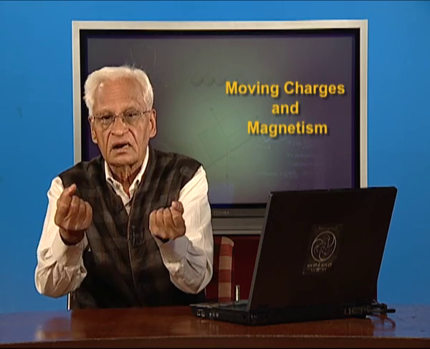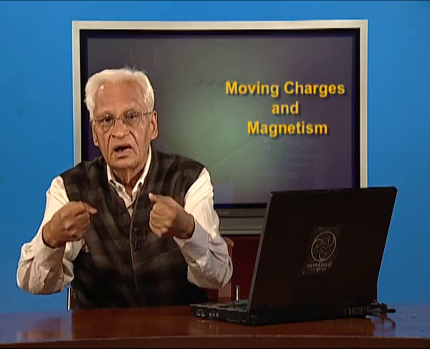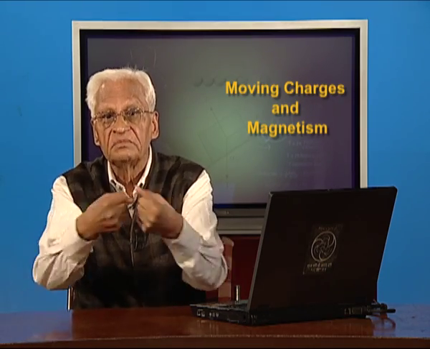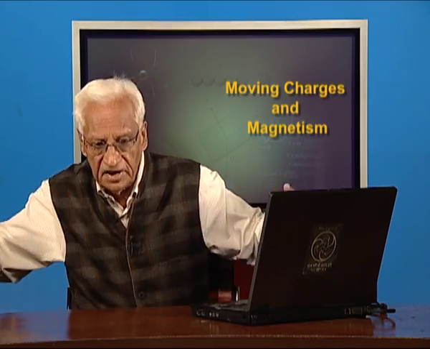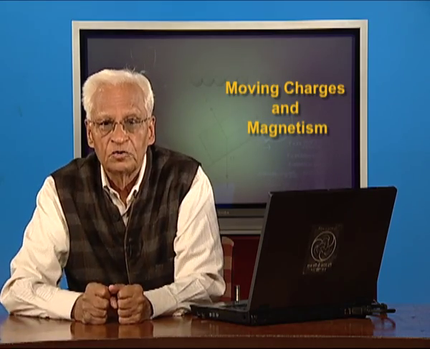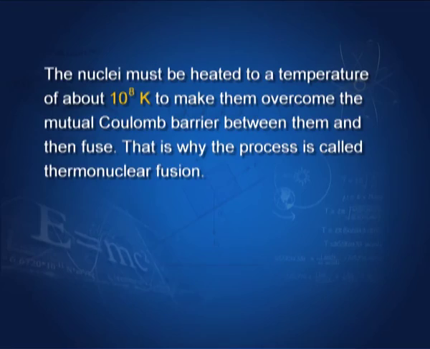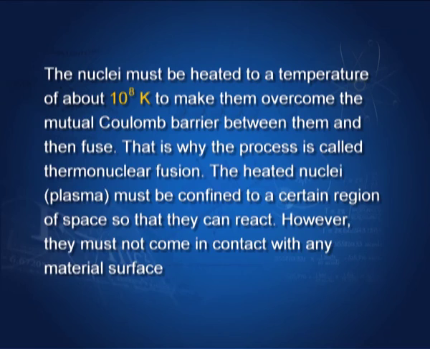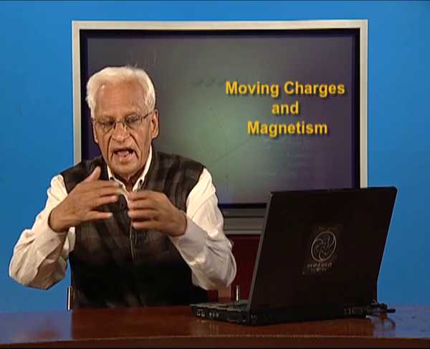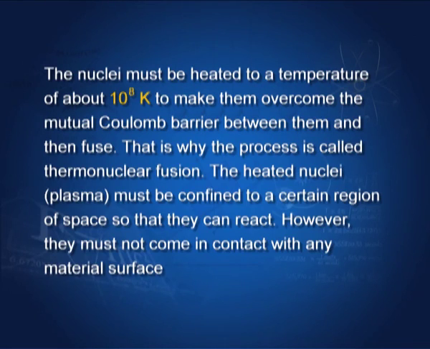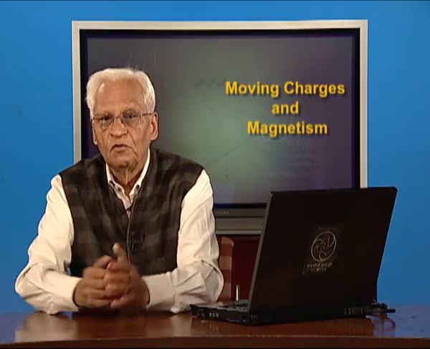You see, these are nuclei, and there is a lot of electrical repulsion between them, and to overcome the repulsion we must make them move very fast, so that they can collide, overcoming the repulsion. For that they have to be heated to a temperature of 10 to the power 8 degrees K, and when they react like that it is called thermonuclear fusion. The heated nuclei, the plasma, must be confined to a space and given time to react, and the temperature is so high that if this plasma touches the walls, then the walls are destroyed.